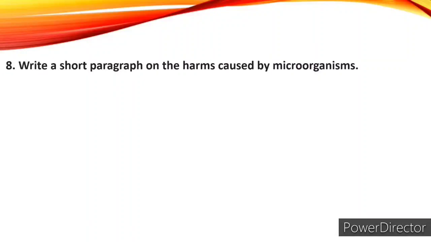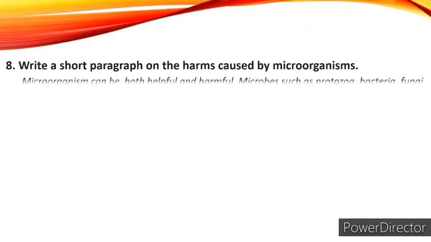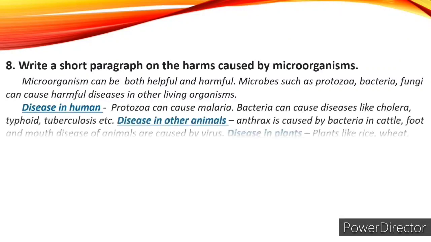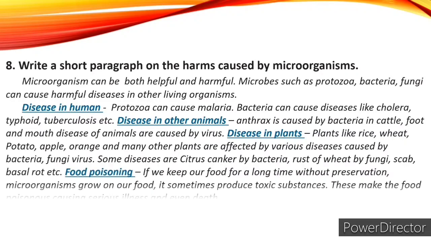Write a short paragraph on the harms caused by microorganisms. Previously, we discussed that microorganisms can be very useful for us in many ways. Now we will discuss how microorganisms can spread harm to other living organisms. Microbes like bacteria, protozoa, and fungi can cause harmful diseases not only in humans but also in other animals and plants. In humans, they can cause malaria, cholera, typhoid, tuberculosis, AIDS, many viral fevers, and they are caused by many protozoans, bacteria, viruses, etc.